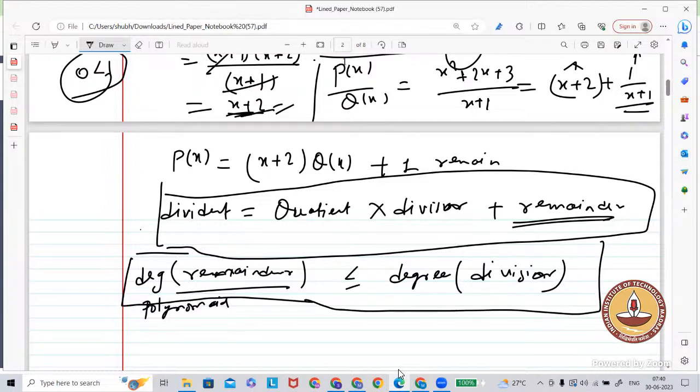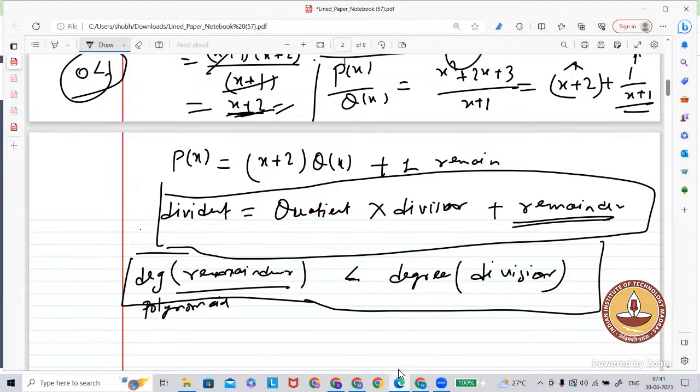If it were equal, then you could perform one more step of division. But once it is strictly less than the degree of the divisor, you are not able to perform the division here, and you can call the remaining thing the remainder, and the divisor is as it is. The quotient can be of any degree. Even the degree of the quotient can be more than that. We don't have any information regarding this.